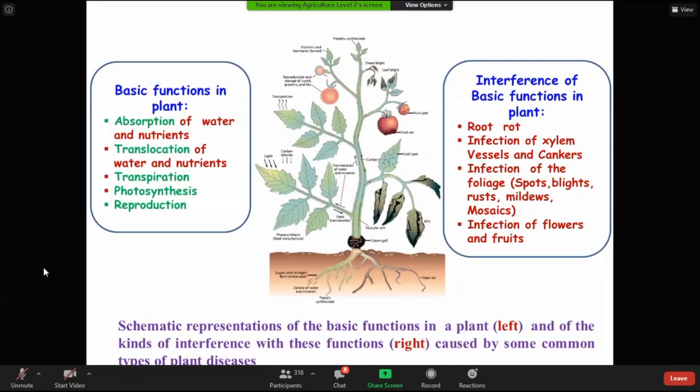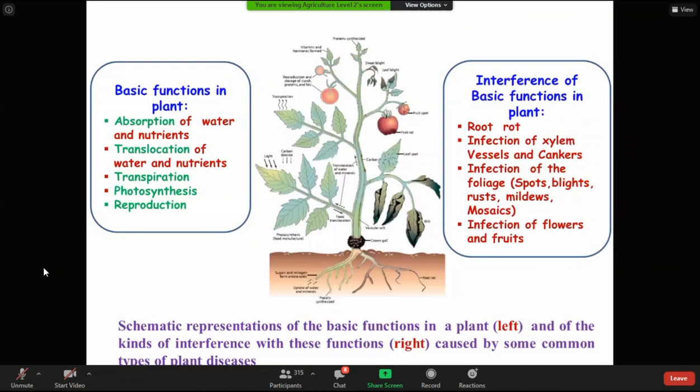What basically happens due to infection by plant pathogens? You see what the basic functions in a plant are. To survive, a plant needs to absorb water and nutrients, and this absorbed water and nutrients need to be translocated to other parts of the plant. Then excess water needs to be transpired, and the plant requires photosynthesis to manufacture food. Finally, it needs to reproduce, giving you flowers, fruits, and so on, what we are expecting.